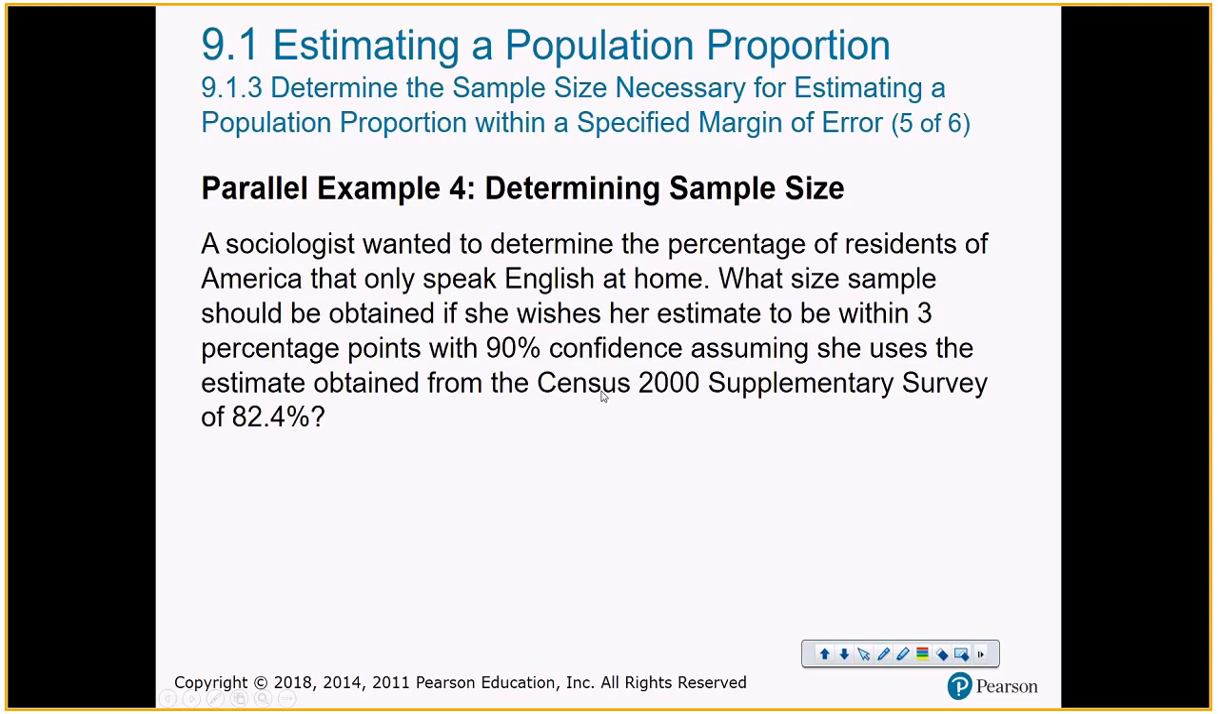3%. So margin of error is what? 3. With a 90% confidence level. So you're going to use what? 1.645 again for Z. Obtained from the census supplemental of 82.4%. So what is P hat? 0.824. So Q hat is going to be 0.176. And you plug and chug.